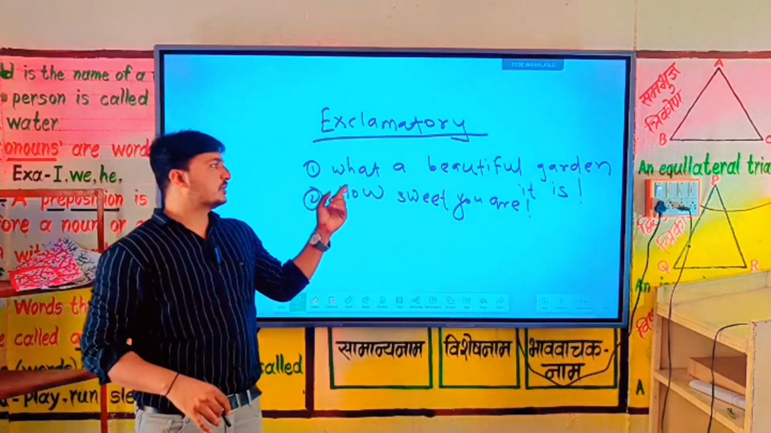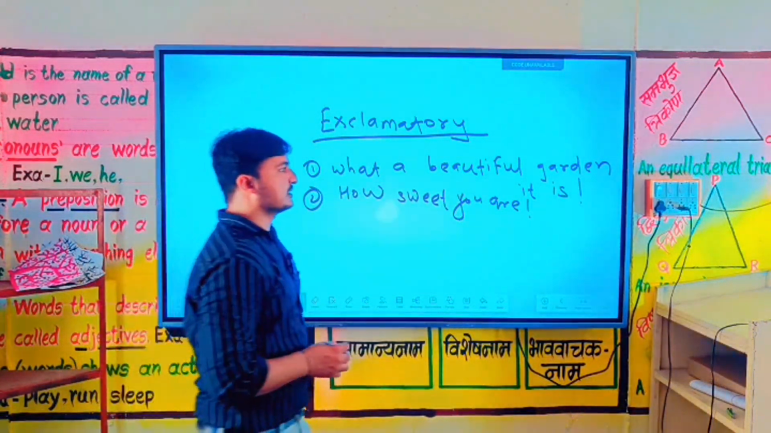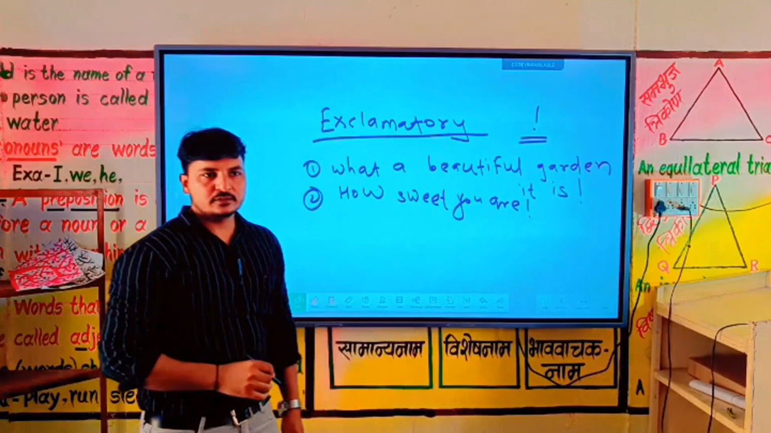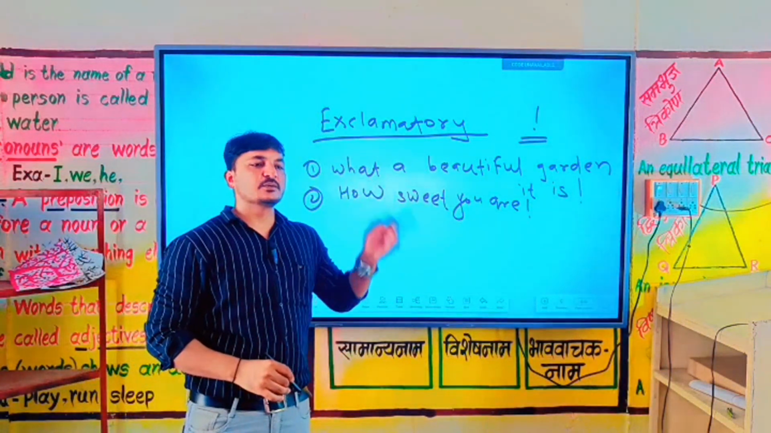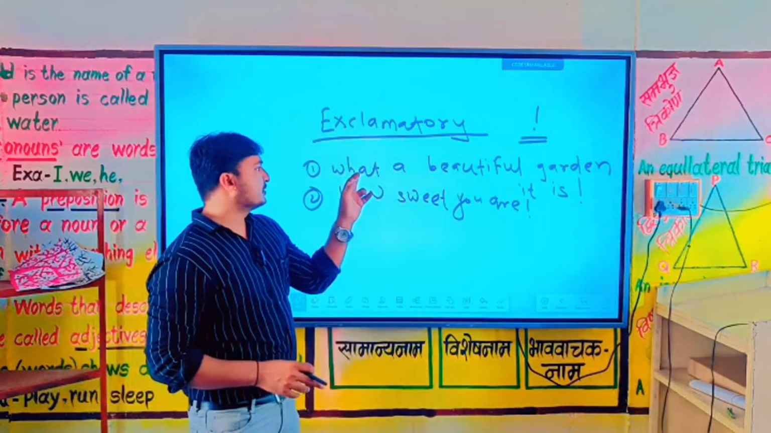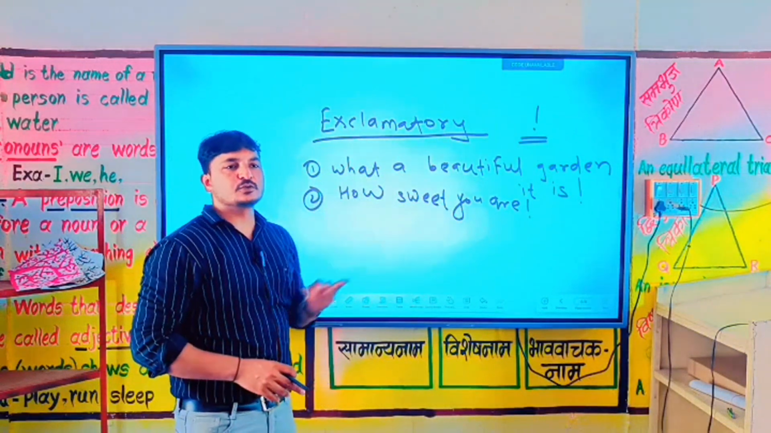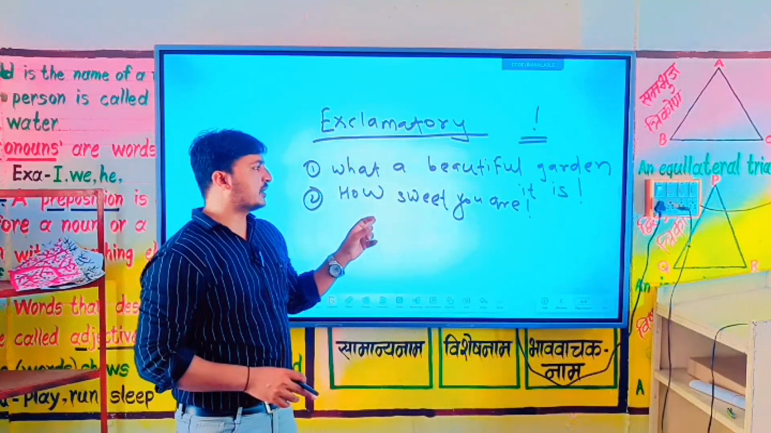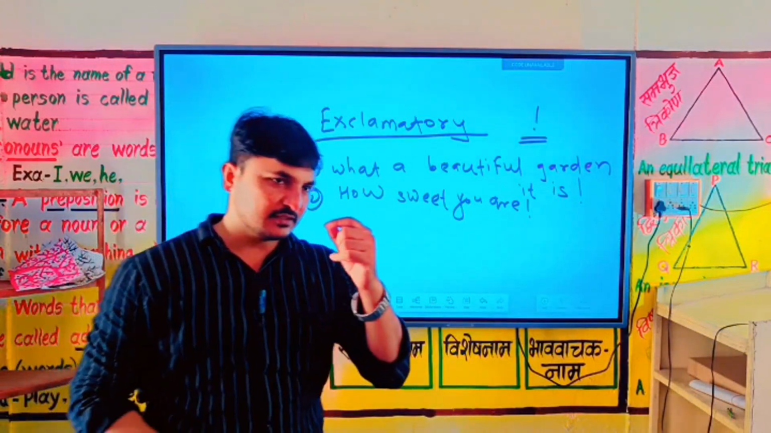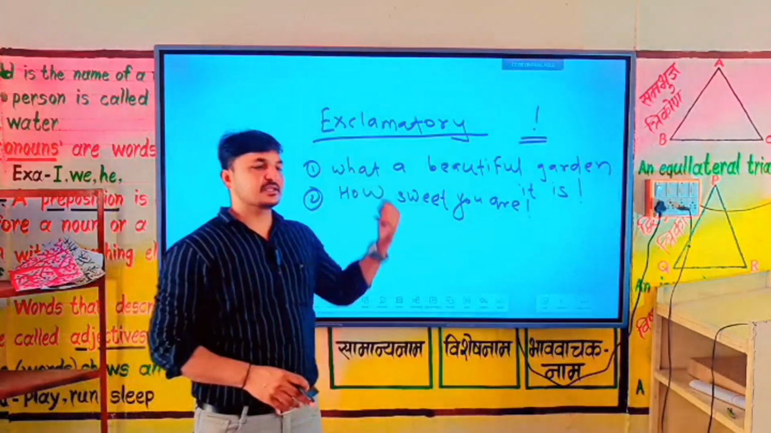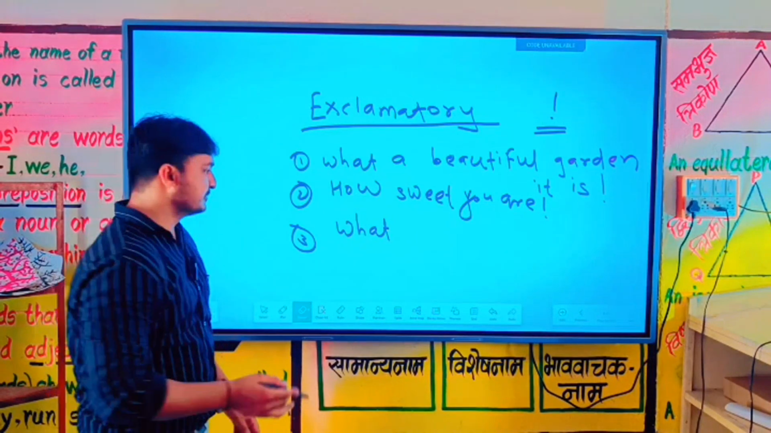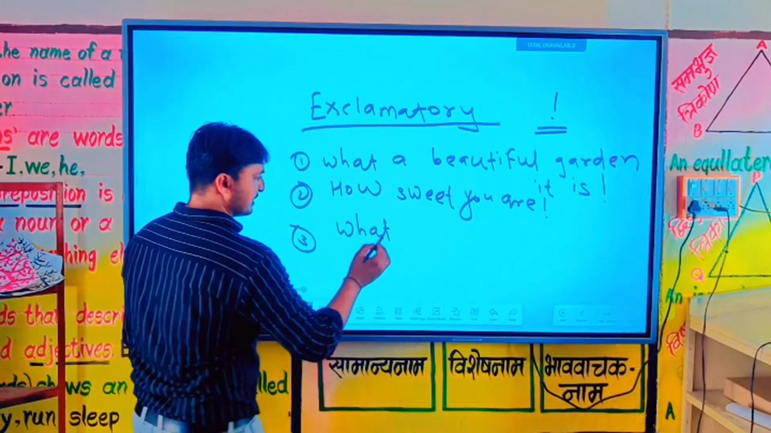The sentence starts with what, and if there is the exclamatory mark like this, this mark is called the exclamatory mark. If the exclamatory mark is given in the sentence, that sentence is called an exclamatory sentence. Okay, so we want to understand here that these are the two clue words: what and how. If the sentence starts with what and how, and if there is the exclamatory mark in the sentence, that sentence is called an exclamatory sentence. Okay, understood? So who will tell another? What a big snake.